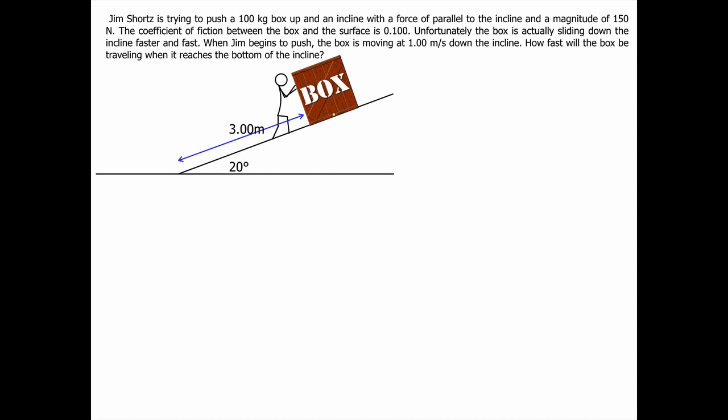Well, to begin with, I can see that I want to know how fast the box is traveling when it reaches the bottom of the incline. To me, that suggests energy or it suggests kinematics. I'm going to go with kinematics. So my strategy starts with kinematics.